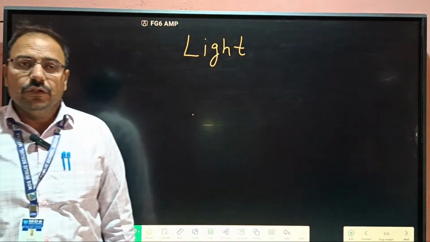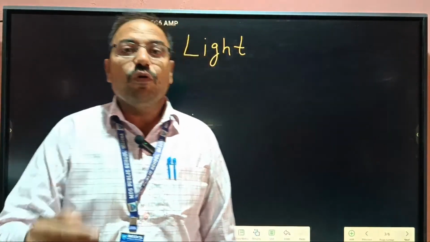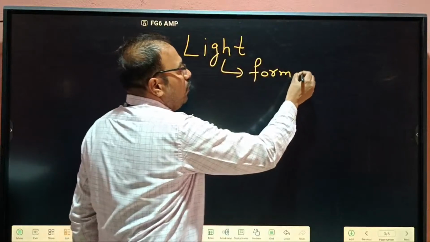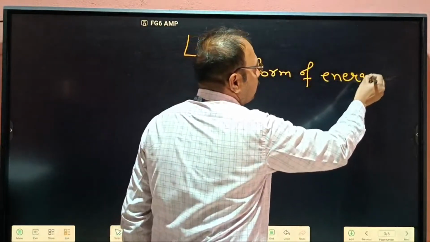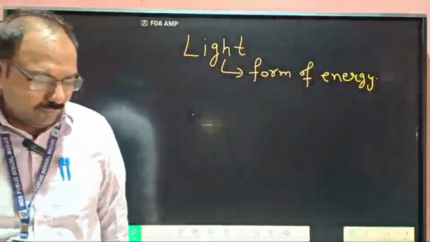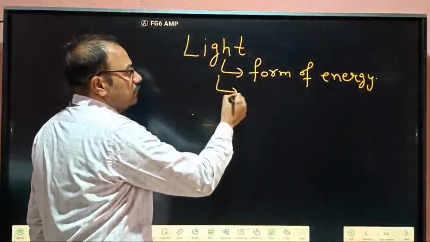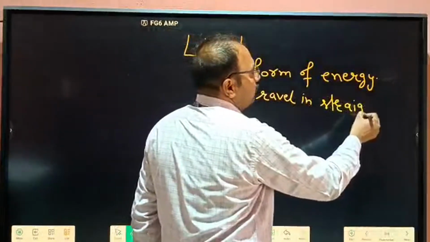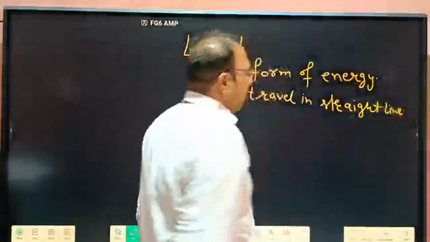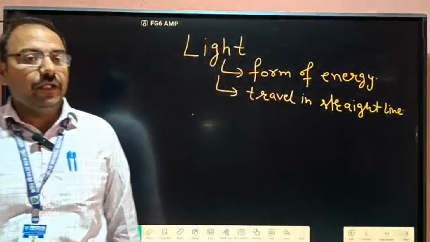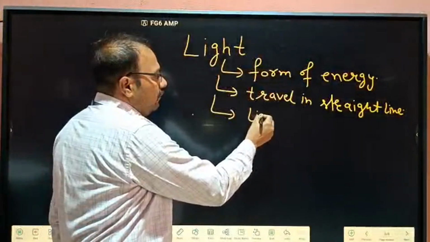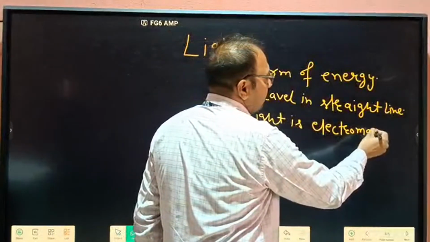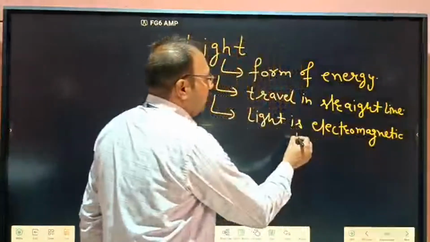Okay, so first of all, light. Light is basically a form of energy which produces sensation. Light travels in a straight line. And light is electromagnetic in nature.